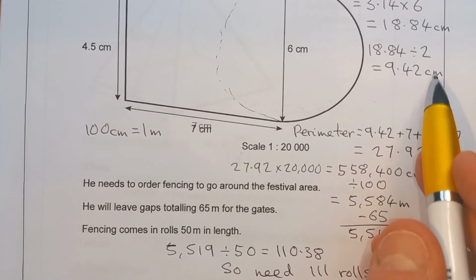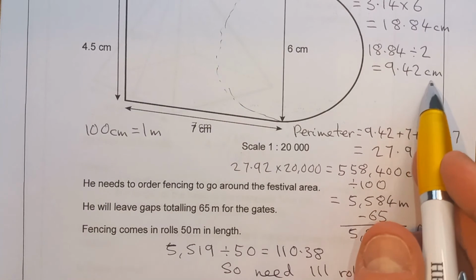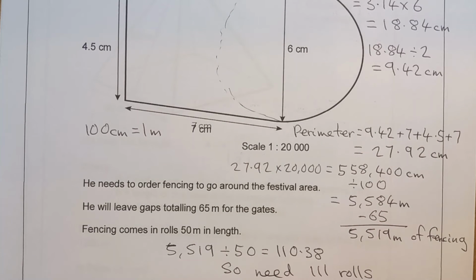So actually, I think it was the right thing to stay in centimetres on this because it kept our numbers nice and small. But if you did convert, first of all, you'd still get there. You'd just probably have a lot more zeros in your calculations.